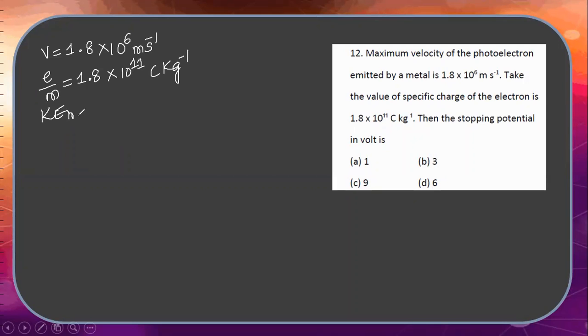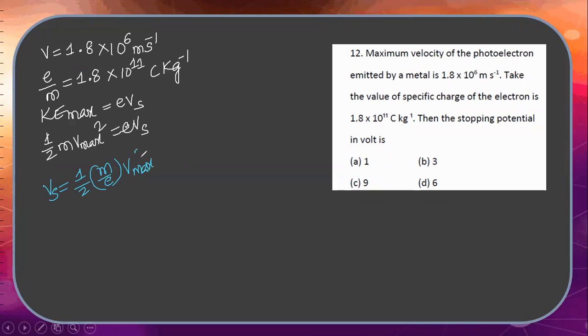Maximum kinetic energy is equal to eVs, e for the charge of the electron, Vs for the stopping potential. So half m V maximum square is equal to eVs. Then we have to calculate the stopping potential. So Vs is equal to 1 by 2 into m by e into V maximum square.